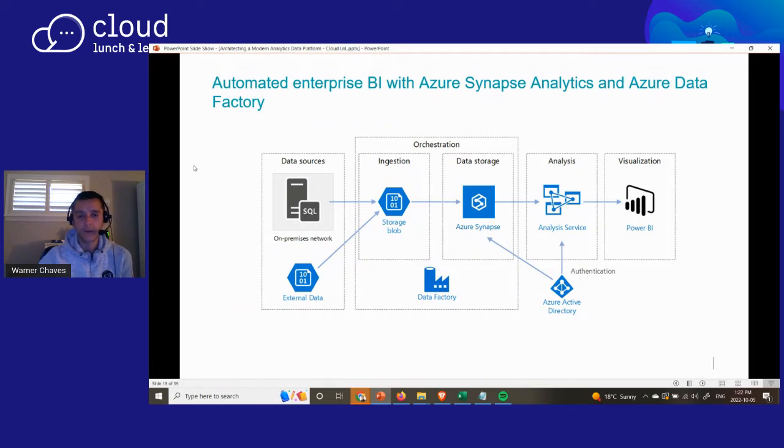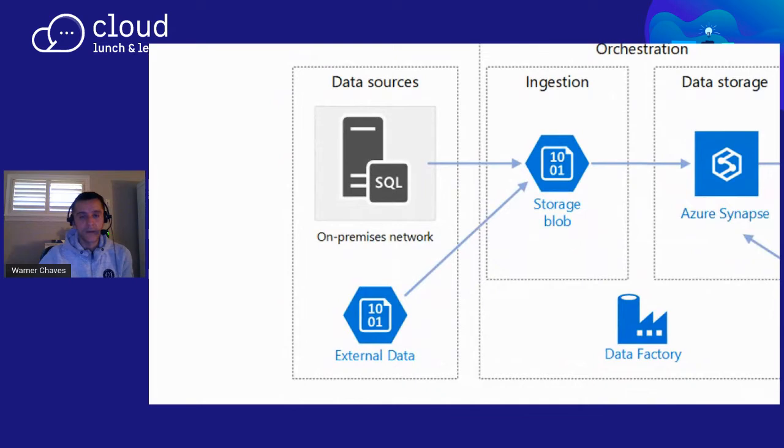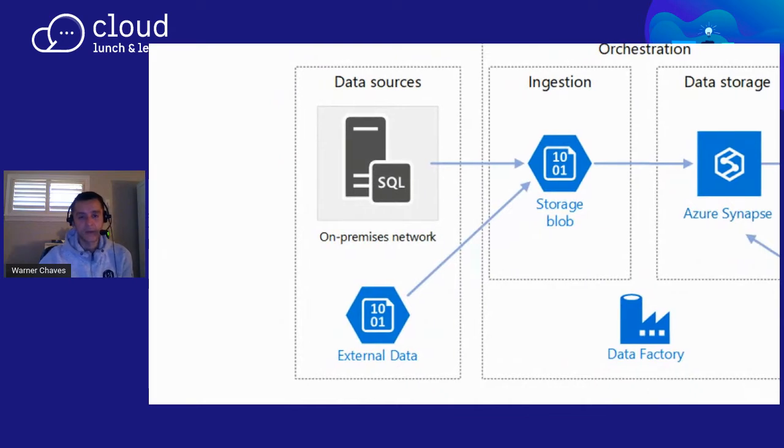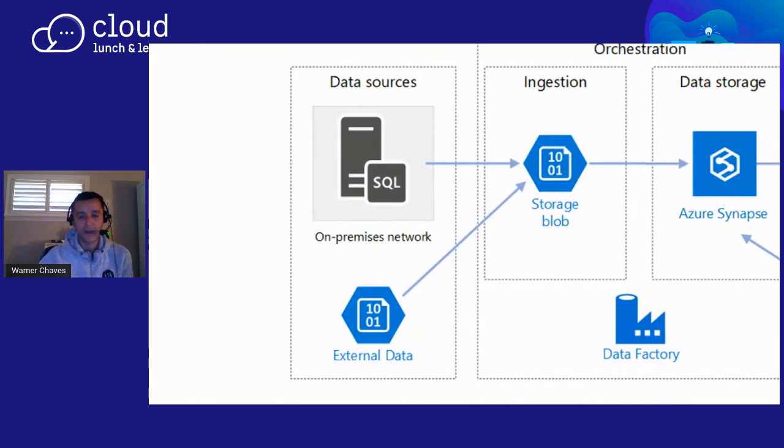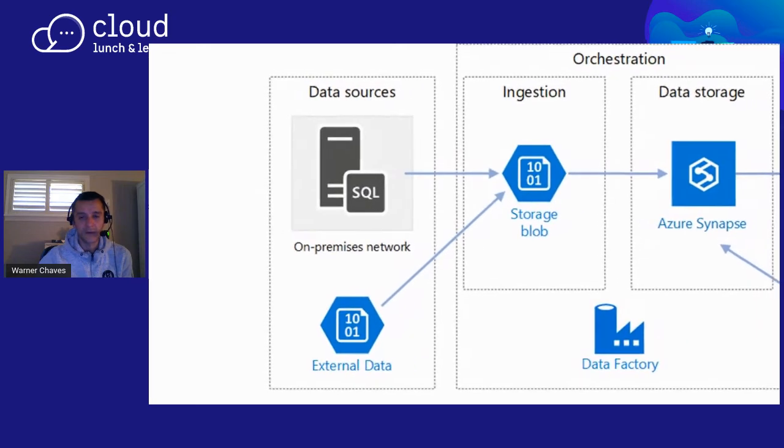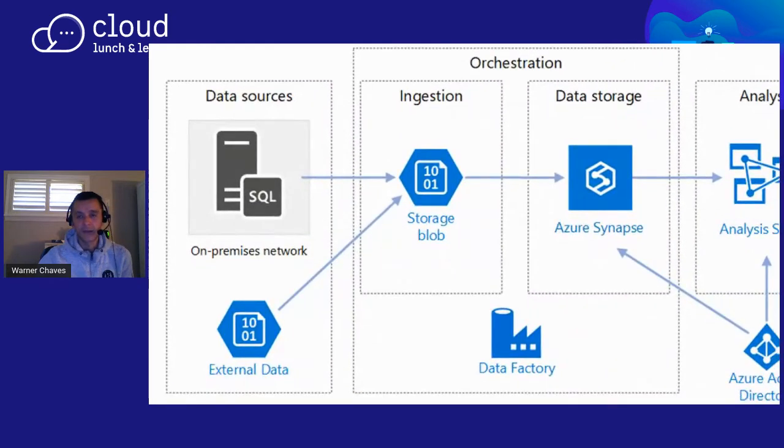This one, Microsoft calls an automated enterprise BI with Azure Synapse Analytics and Azure Data Factory. Okay, so we'll see here. We start with a couple of data sources, an on-premises SQL database, and some external data that we don't know where it's coming from, but we know it's file-based, right? And then it says, okay, we're going to do the orchestration this way. We're going to ingest into blob storage, then move into Synapse, and orchestrate it through Data Factory.